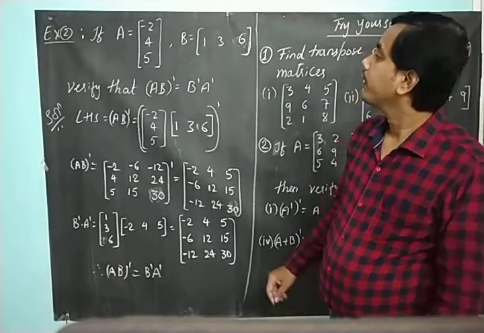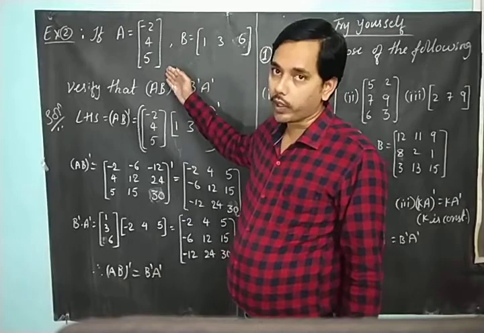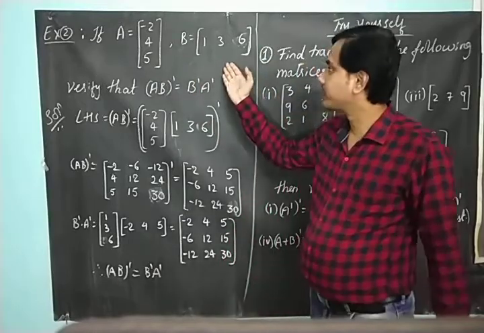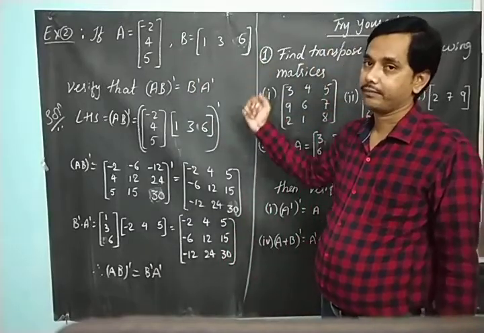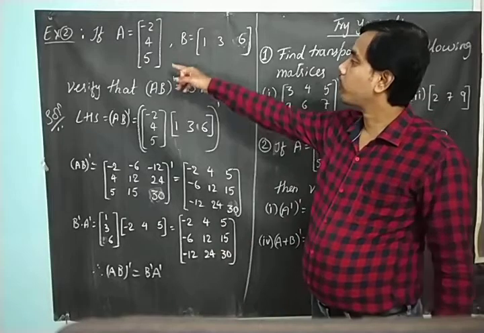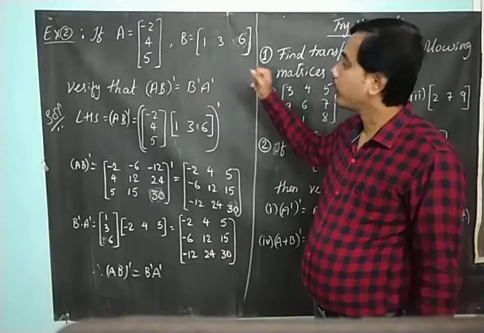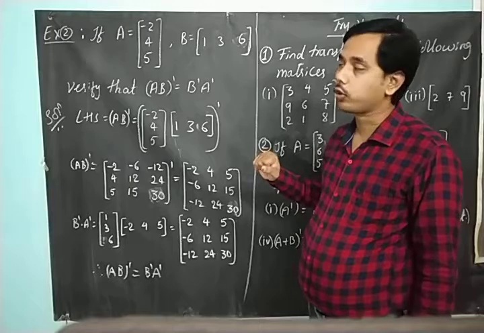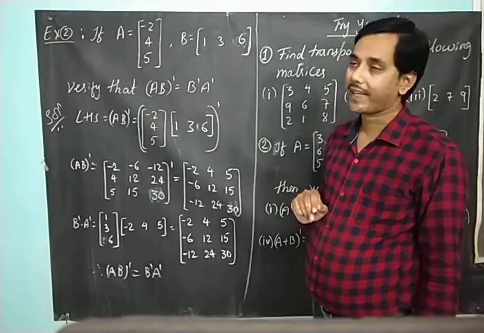Here we have a matrix A which is a 3 cross 1 matrix, and here we have a matrix B which is a 1 cross 3 matrix, right? So 3 rows and 1 column, so 3 cross 1, and 1 row and 3 columns, so it is 1 cross 3. So the orders are suitable for matrix multiplication.